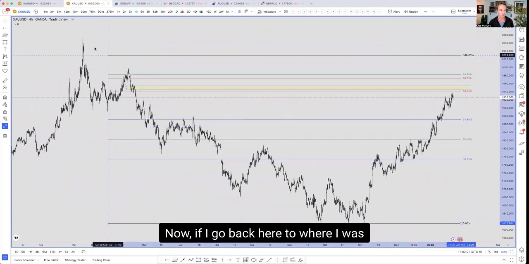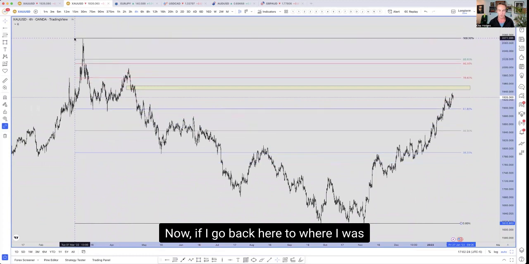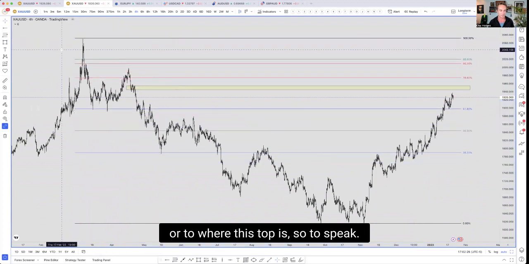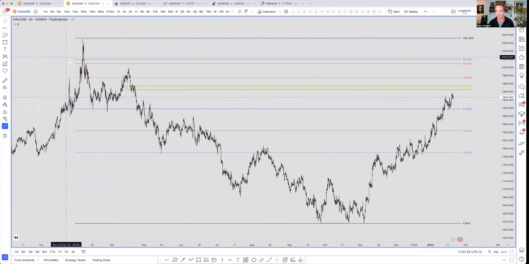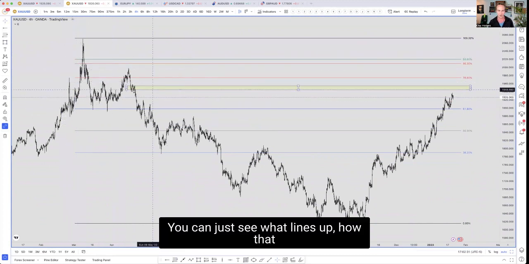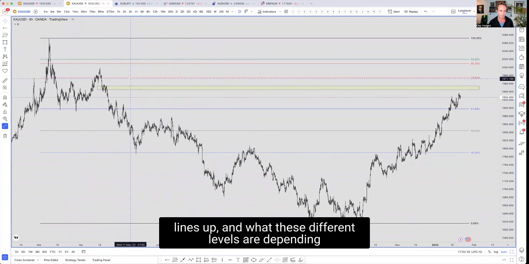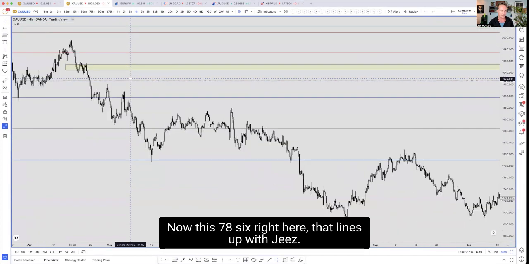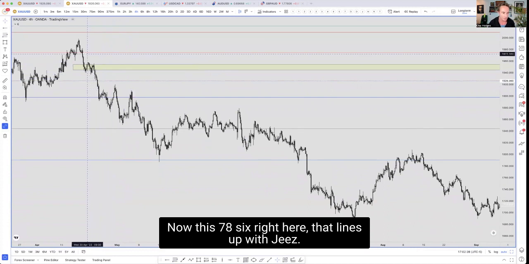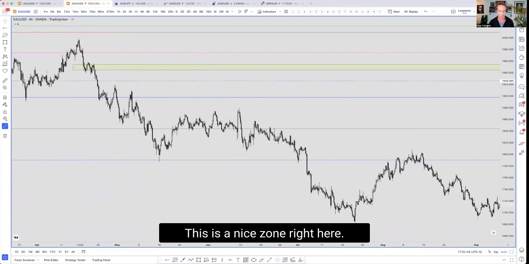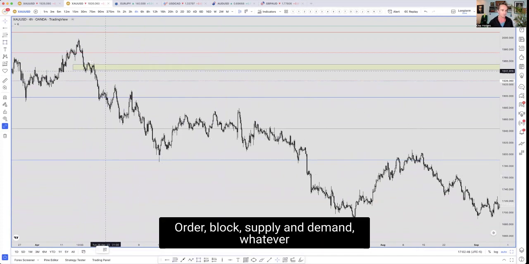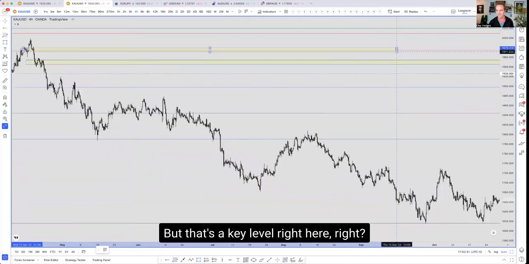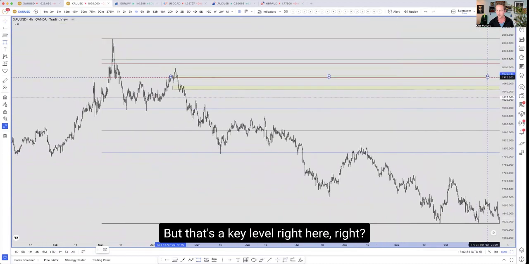Now, if I go back to where this top is, so to speak, you can just see how that lines up and what these different levels are, depending on which one you're going to choose. This 78.6 right here lines up with, I mean, geez, this is a nice zone right here, order block, supply and demand, whatever you want to call it. But that's a key level right here, right?